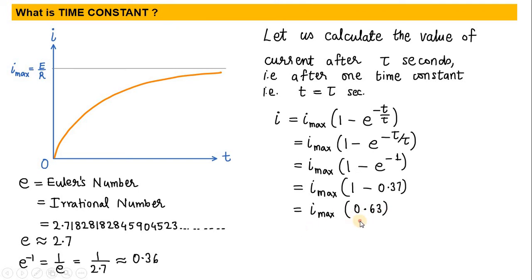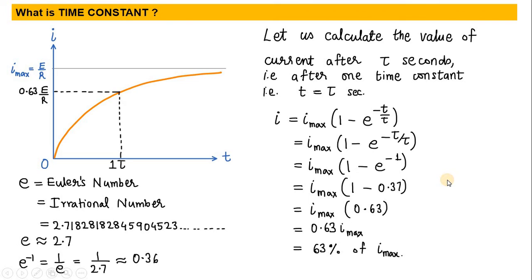So what we get at the end is that the current after tau seconds, after one time constant, is 0.63 times the maximum current. 0.63 means 63 by 100, that is 63%. So 63% of the maximum current. Now we can understand the meaning of time constant. Time constant is that much amount of time in which the current will reach 63% of the maximum value.